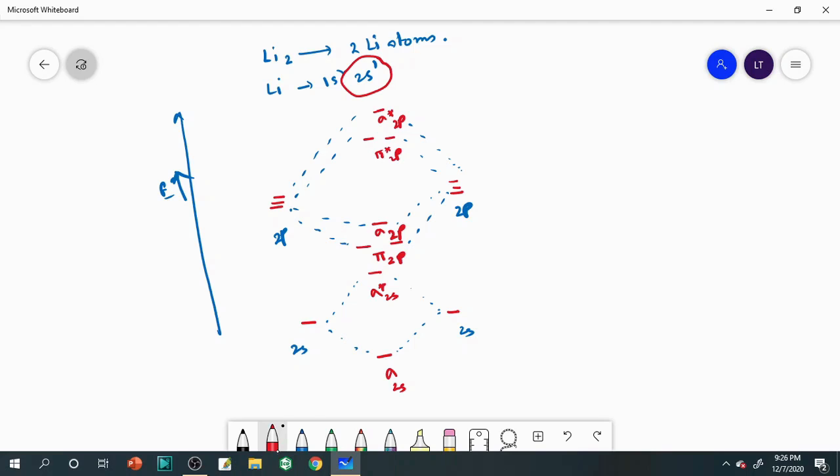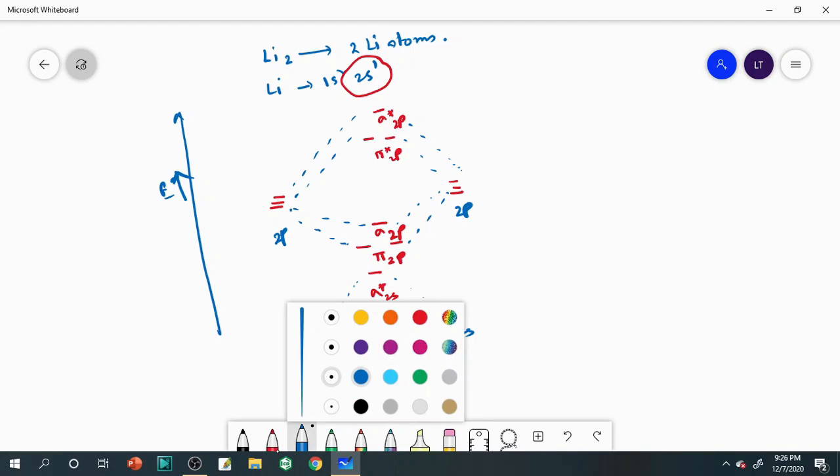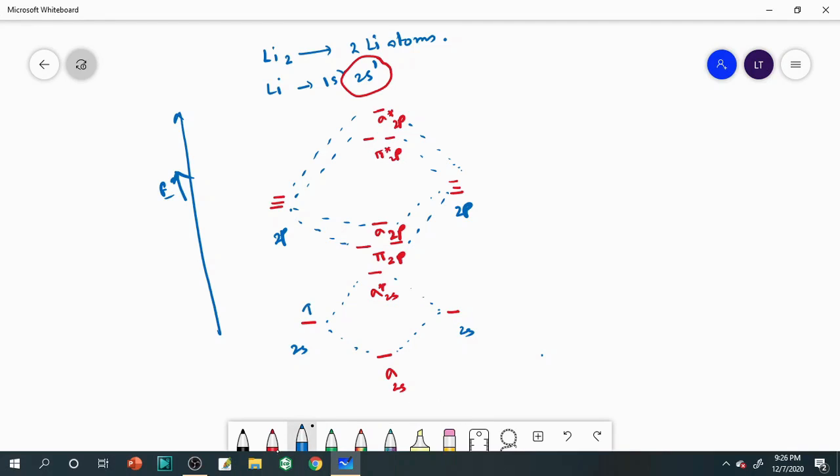So here it is 2s1 and here it is 2s1, from the 2 lithium atoms. Say this is the relative energy level diagram of the lithium atom. Now in the molecule there will be altogether 2 electrons. Where will these 2 electrons reside? Of course, they will reside in the lowest energy sigma 2s orbital. So the electronic configuration of Li2 is sigma 2s2. It is very easy, and all other molecular orbitals will remain vacant.